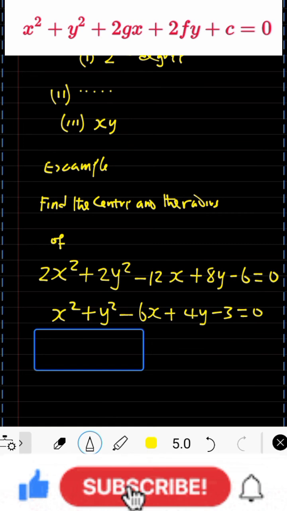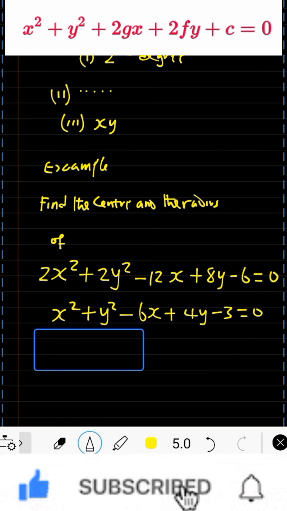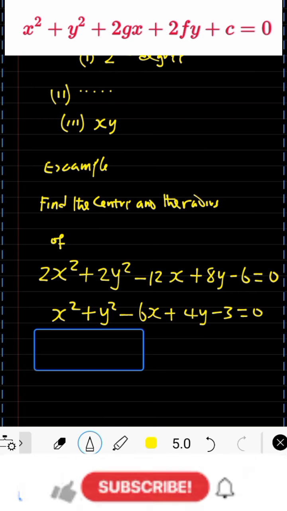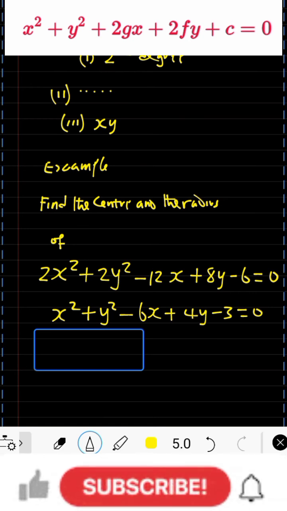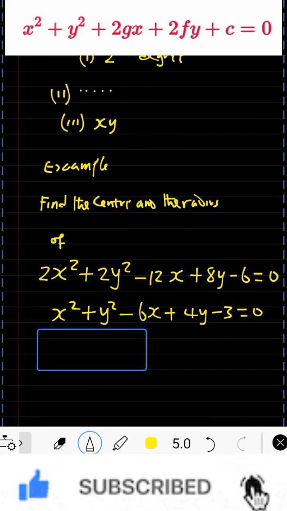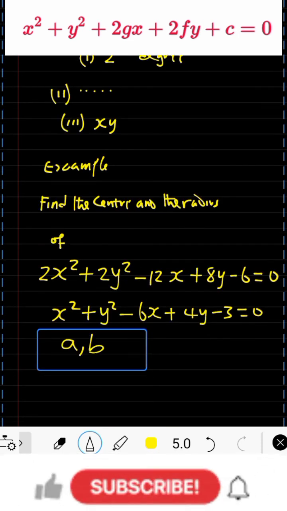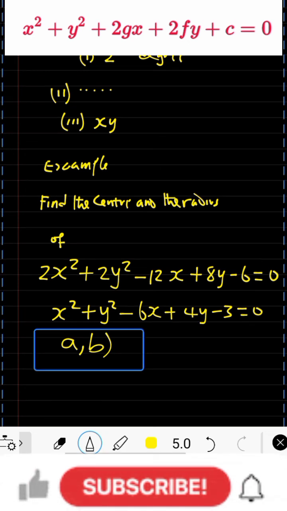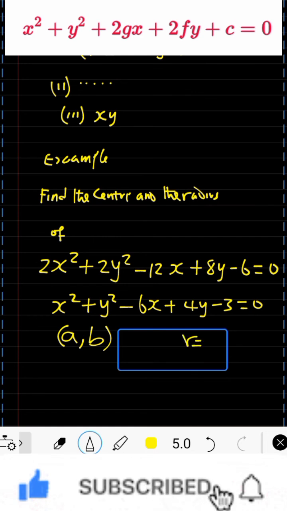We have divided each term by 2, then we have this. The two equations are still the same thing. Don't forget, whenever you divide a given equation by a constant term or you multiply it by a constant term, you still have the same equation. The equation has not changed. Okay, we want to find the center of the circle. Don't forget, the center of a circle is (a, b), the value of a and the value of b, and we also want to find the radius of this circle.